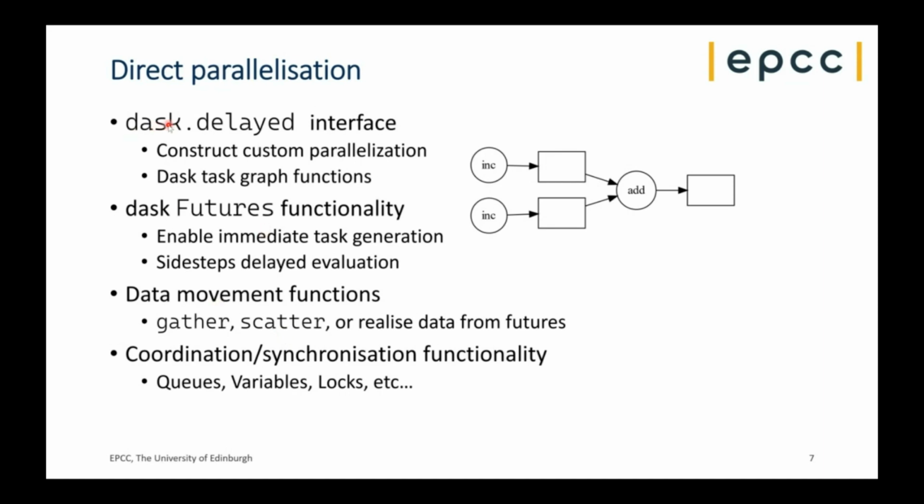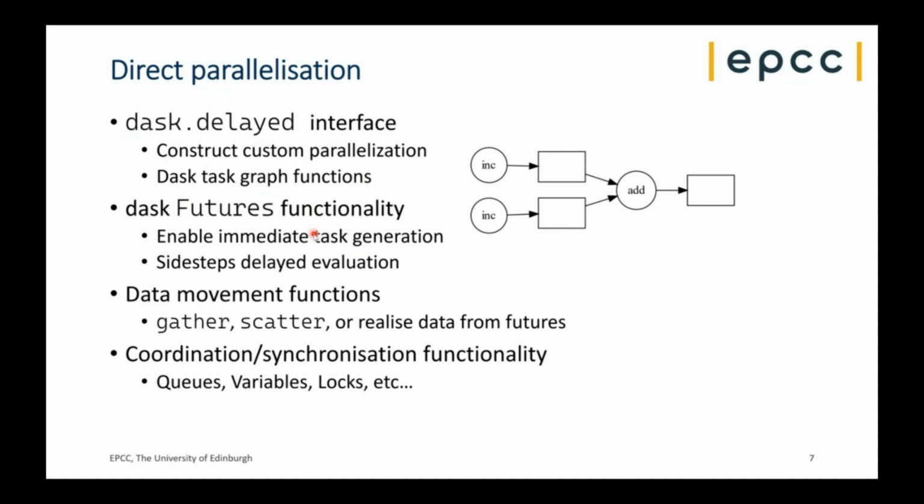And there's 2 different flavors of that. There's one called delayed and one called futures. Futures is a bit newer. Delayed was the original stuff. They do similar things, except with delayed, effectively, you tell Dask about your whole task graph and then you get it to compute it, whereas futures lets you start computing things and then construct the task graph as things are going on whilst computations are happening.